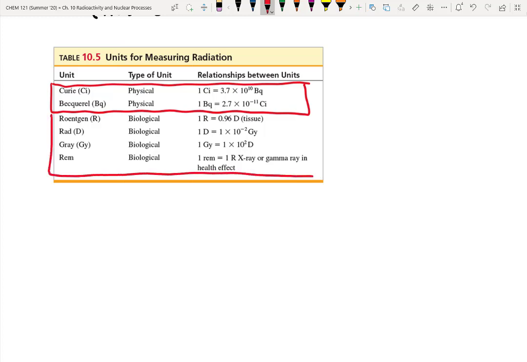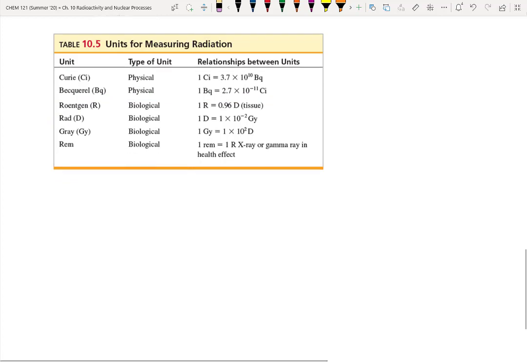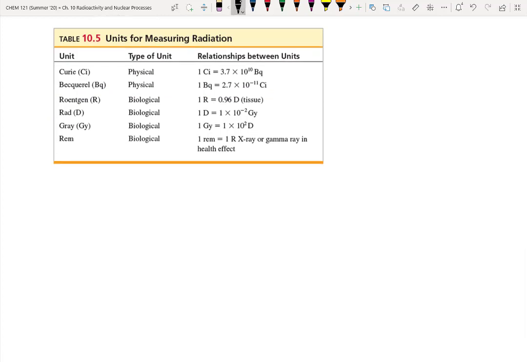And then on the bottom, these were the biological ones. We can convert between some of these, specifically these middle two, the rad and gray, which are really easy to remember. And then rem, we said, is the additive, or all radiation added together that's equivalent to an X-ray. So those are the main units that you might run into. The tricky thing, though, is how do we detect radiation either in a hospital or in some other setting? So let's talk about that next.